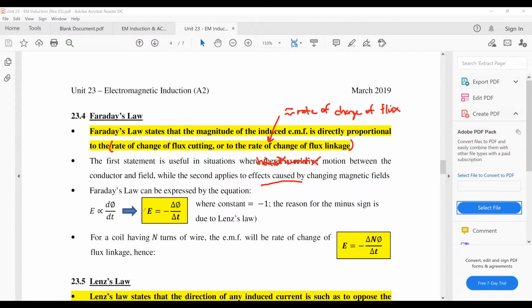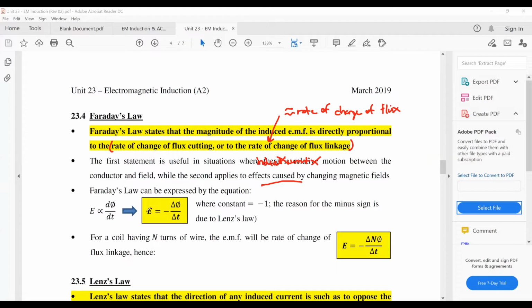So in my case here, EMF is rate of change of flux, delta phi over delta t. The negative there is just something to indicate to you the presence of Lenz's law, which tells you that the induced EMF is always such as to oppose the flux change that causes it. You don't need to bother so much about the significance of the negative. We won't test you on that. It's there because of Lenz's law, that's all.